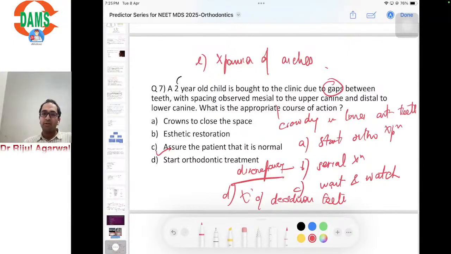Without mentioning the discrepancy at this stage, you cannot do anything: expansion, serial extraction, stripping of anterior teeth, because you don't know what will happen or whether there will be any benefit. See, the basic aim of testing or giving clinical based questions like this is to test, during your internship, what have you done. In internship a child like this came to you, what have you done?